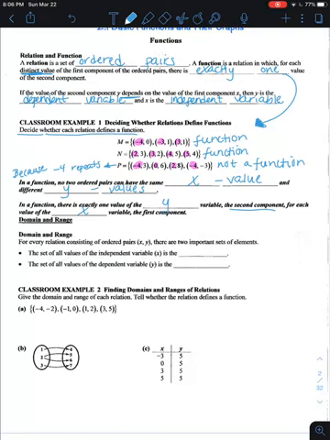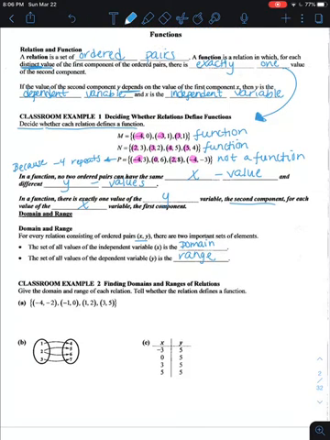Then we have domain and range. For every relation consisting of ordered pairs x and y, there are two important sets of elements. The set of all values of the independent variable x is the domain. The set of all values of the dependent variable y is the range.